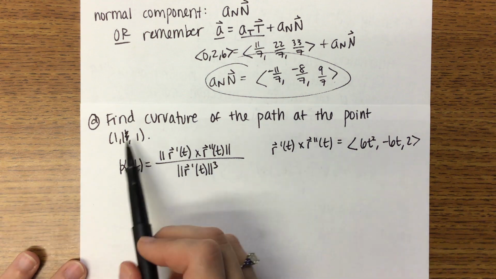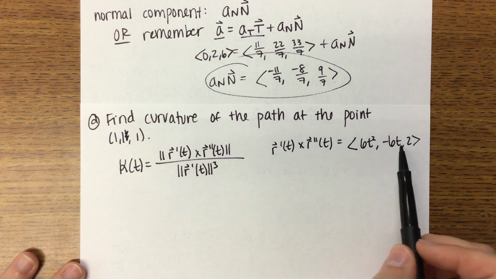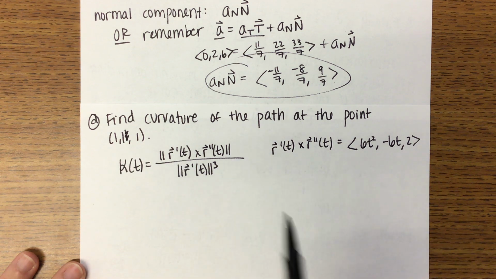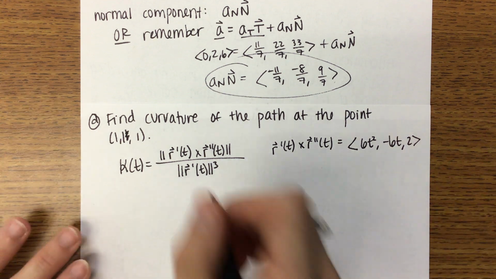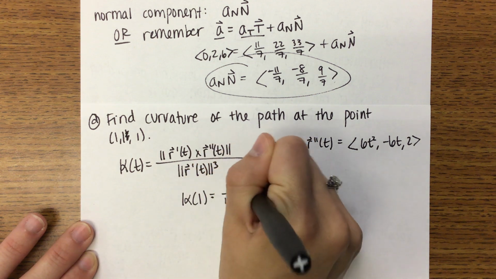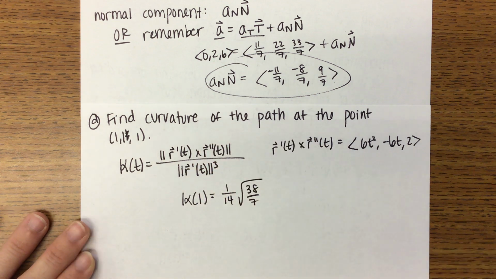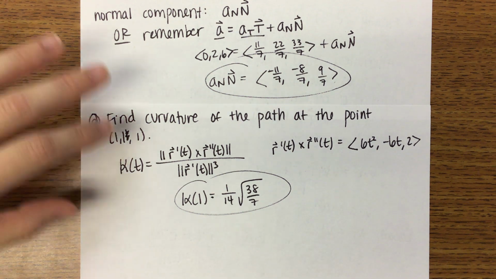So what you would do then is at the point 1, 1, 1, we talked about that's when t is 1. So you would plug t equals 1 into here, find the norm. Plug t equals 1 into r prime, find the norm, etc. When you do that, you get the curvature at 1 to be 1 over 14 times the square root of the quantity 38 over 7. So that we've already done before, that shouldn't be new. Okay. We have a few more things to talk about.